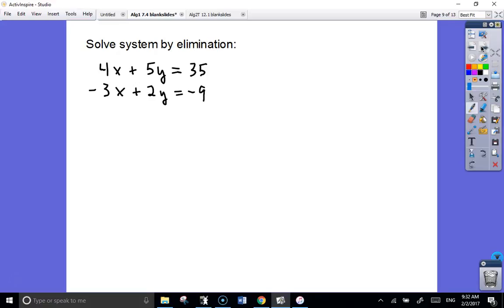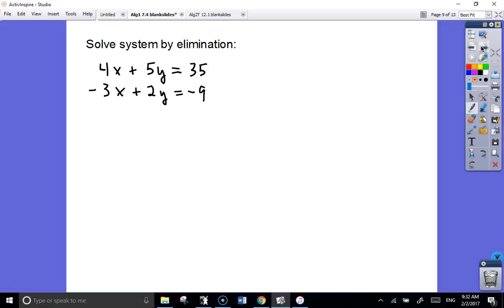What if you wanted to do the x's? What would you multiply by? How about positive 3 and positive 4? Right? And then they'd be opposites and you can add them and cancel. So it does not matter which one you want to go with. You know, personally, I'd probably do the x's because I'd rather add than subtract any day of the week.